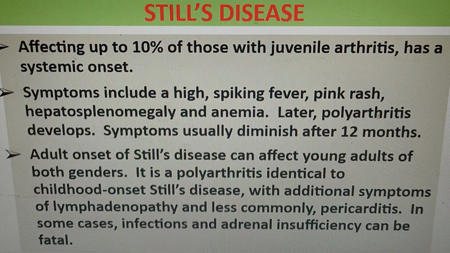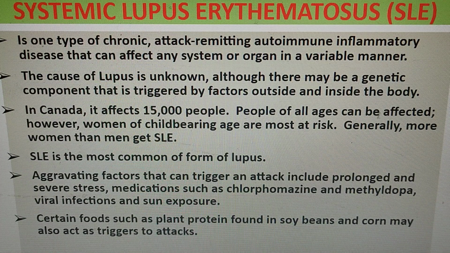Okay. The last one is systemic lupus erythematosus, the SLE. It is one type of chronic attack-remitting autoimmune inflammatory disease that can affect any system or organ in a variable manner. Okay, the cause of lupus is unknown. Again, it's idiopathic, no known cause, although there may be a genetic component that is triggered by factors outside and inside the body. Okay, so it says in Canada it affects 15,000 people.